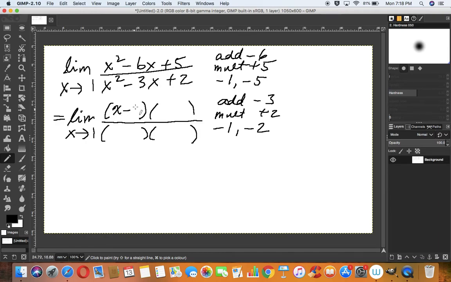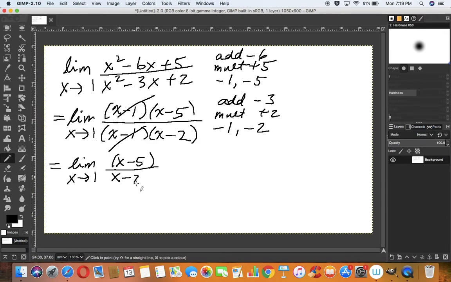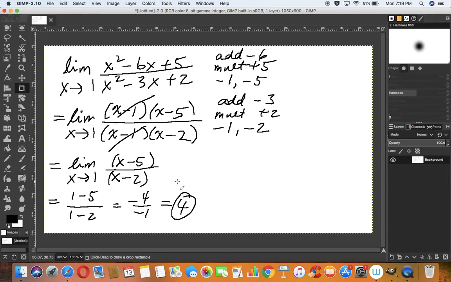So it would become x minus 1, x minus 5, and then x minus 1, x minus 2. And then you could actually cancel these out. So now, if you plug in the 1, you can actually evaluate this. You're going to get 1 minus 5 over 1 minus 2, which is -4 over -1, which is equal to 4. Okay? Let's try another example.